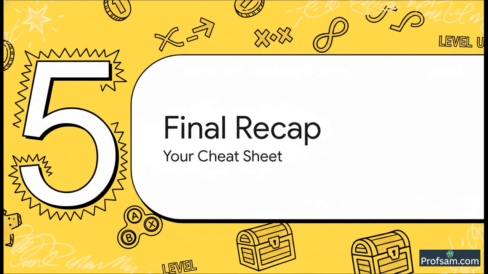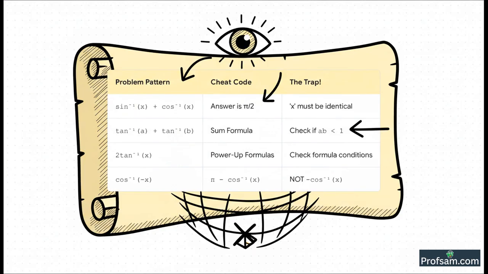And you've done it. You've cleared all the levels and collected all the essential cheat codes. So, what do we do now? Let's put everything together in one final summary slide that you can use to revise. This right here is your master cheat sheet. I seriously suggest you pause here and take a screenshot. It perfectly summarizes what puzzle to look for, which cheat code to use, and most importantly, what trap you need to avoid. It's all right here.